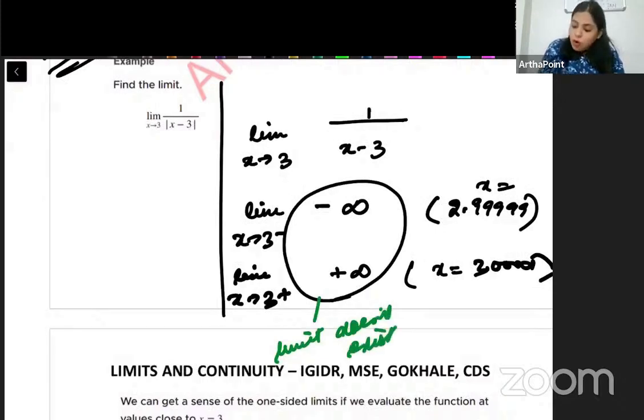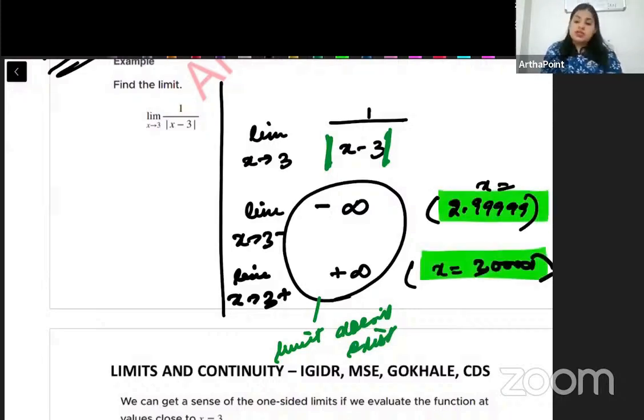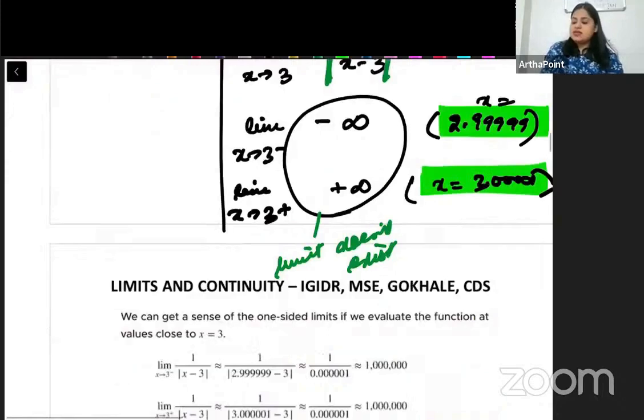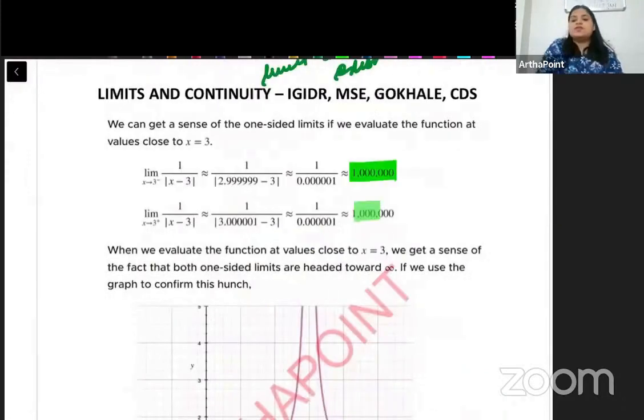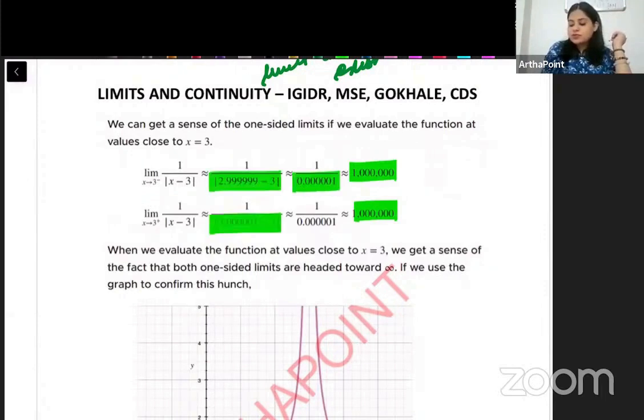But the moment you put mod here, then when you put x less than 3 or more than 3, you will notice you will always get the answer as infinity. So whether you approach x from the left-hand side or the right-hand side, because you have taken an absolute value of it, you will always get a very large positive number.